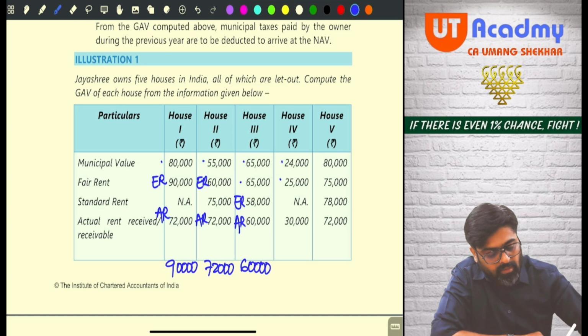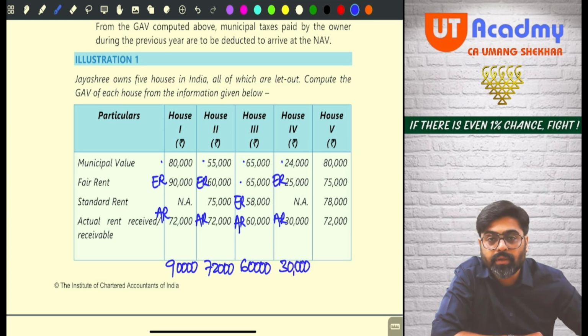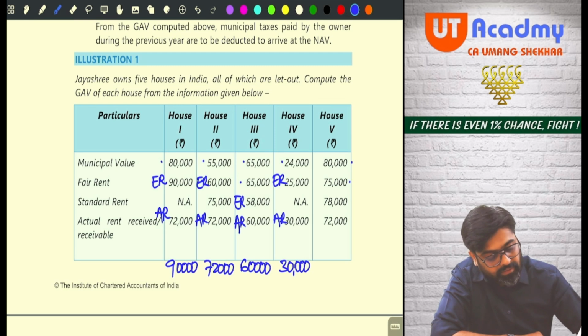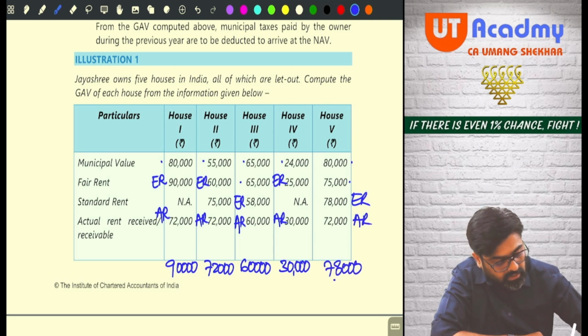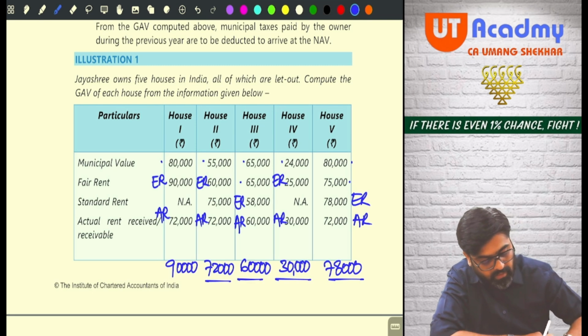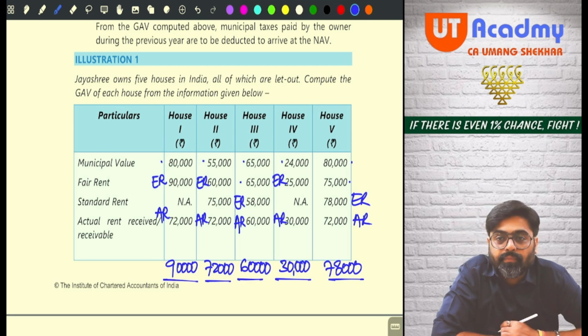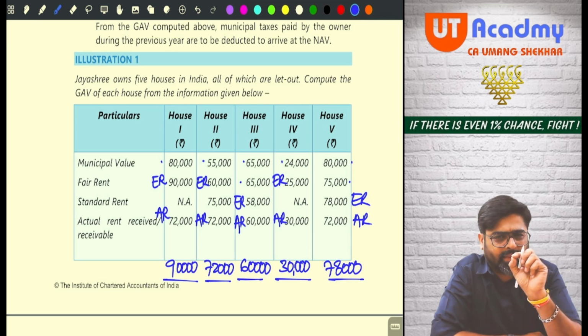25, 24, 25: 25 not applicable, meaning this is your expected rent, this is the actual rent, this will be the GAV. And last one, 80 or 75, 80. 80 or 78, 78. Expected rent 78, actual rent 72. 78,000 will be your GAV. Any problem here? Perfect. Now should I complicate this thing a little bit?